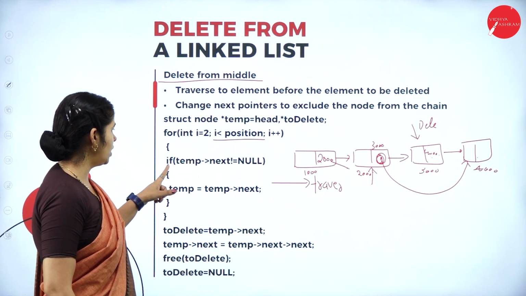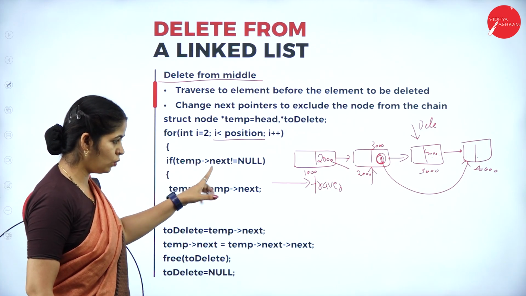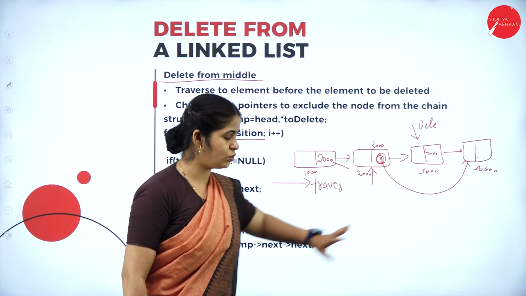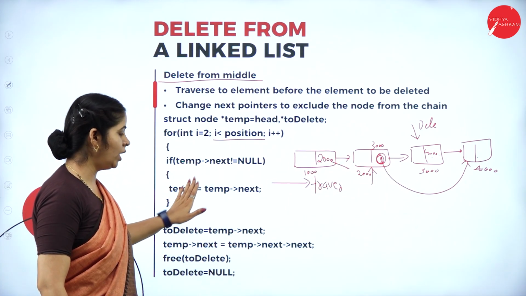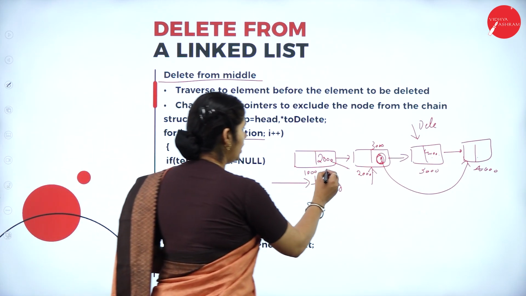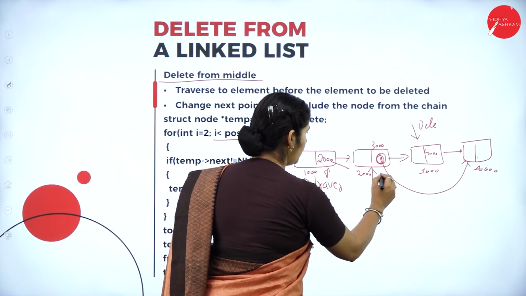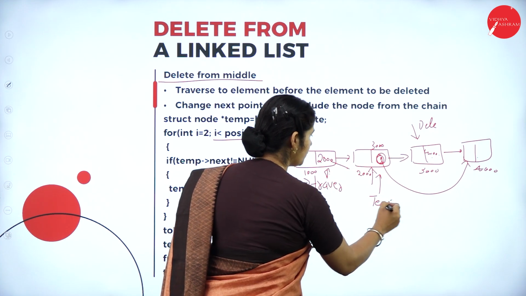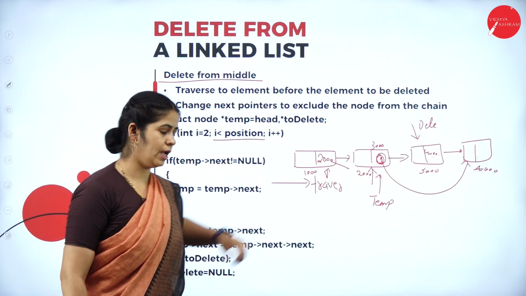And then what are we checking? Temp of next is equal to null. No, the condition is not true. So what do I have to do? We have to increment the temp of next. Now initially we are pointing here. Now temp is pointing here. Now temp is pointing at the second node.